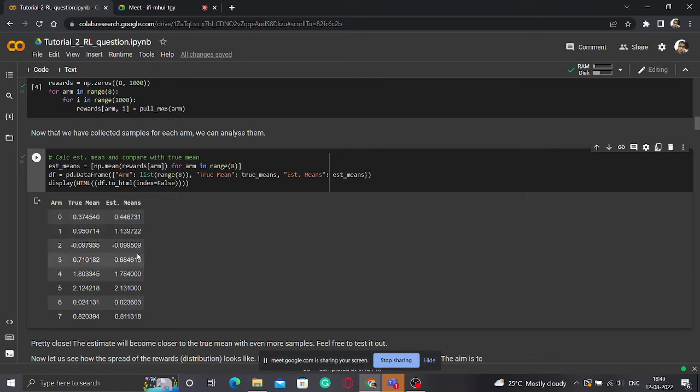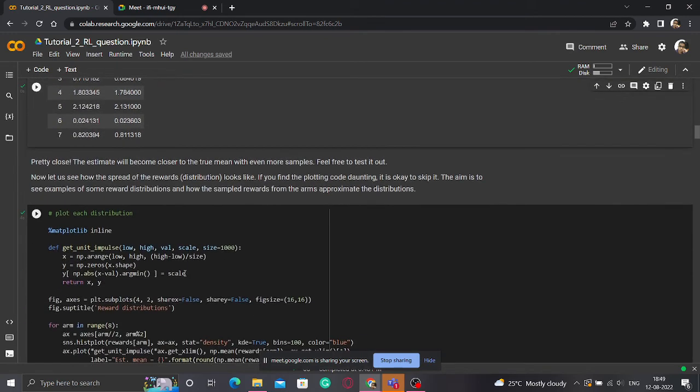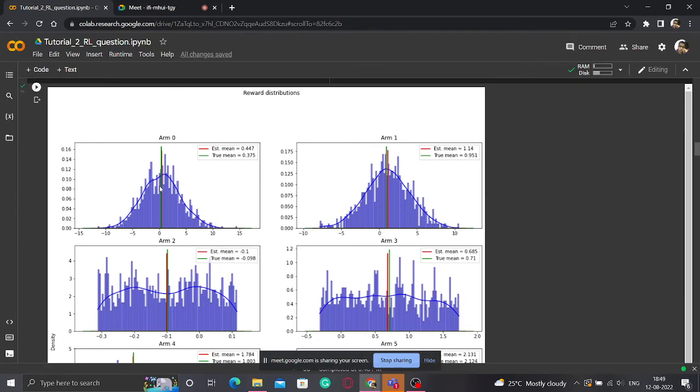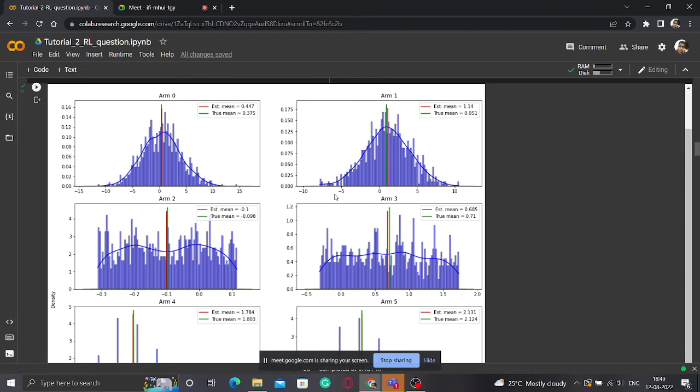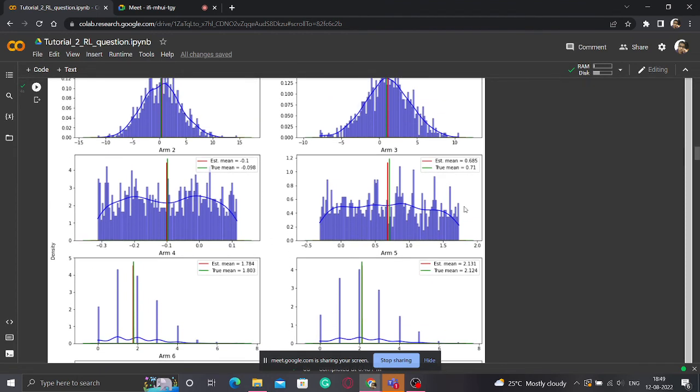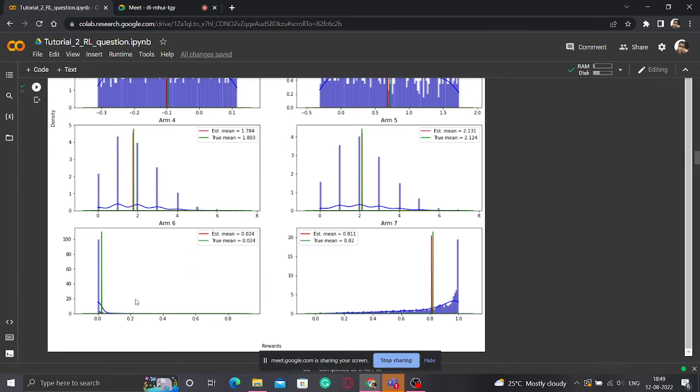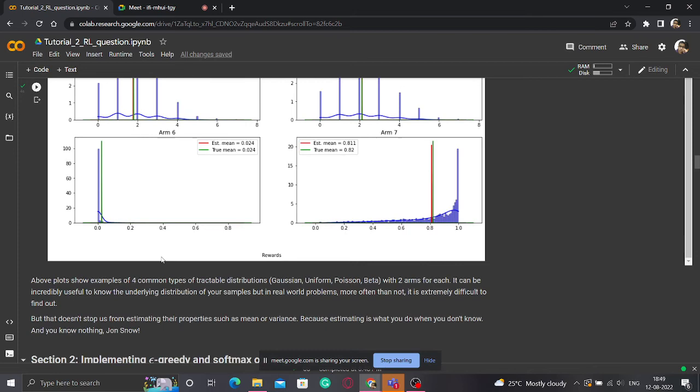The first were Gaussian, next were uniform, next were Poisson, next were beta. Then I'm plotting what reward I got each time, and how many times I got each reward. The first were Gaussian. As you can see, I'm close to the mean, true mean and estimated mean. The next is uniform. You can see that I'm pretty close. The next is Poisson, where you can see the exponential decrease. I'm also close to the mean. Next is beta. Still I'm close to both ends.